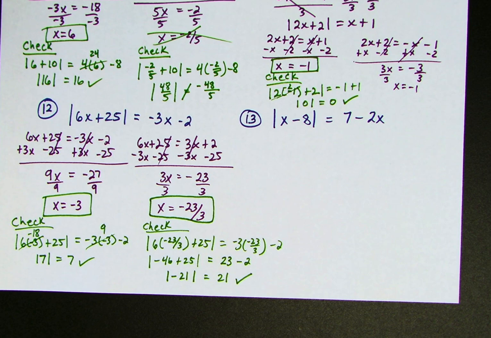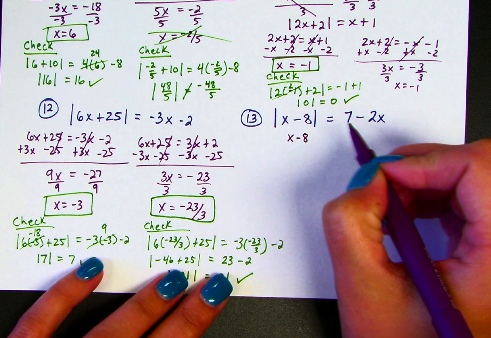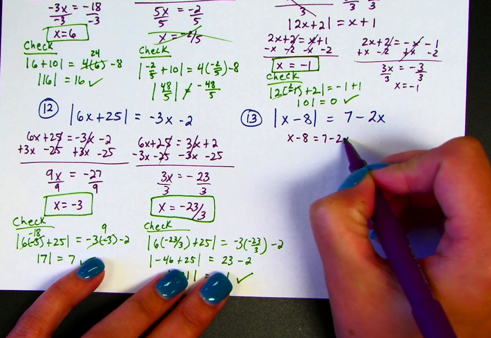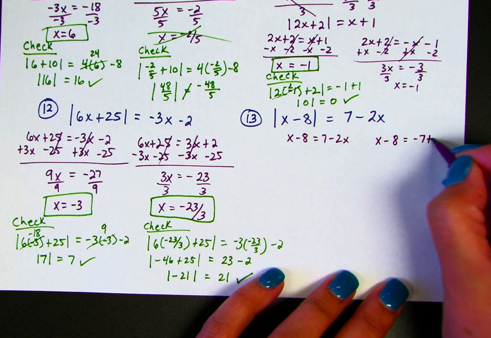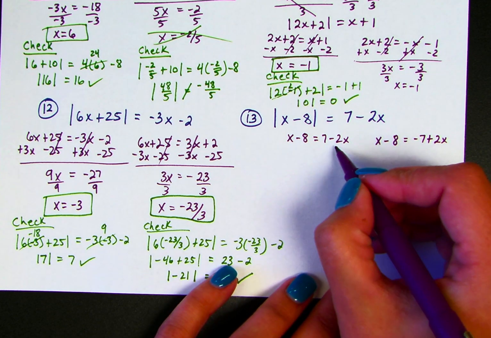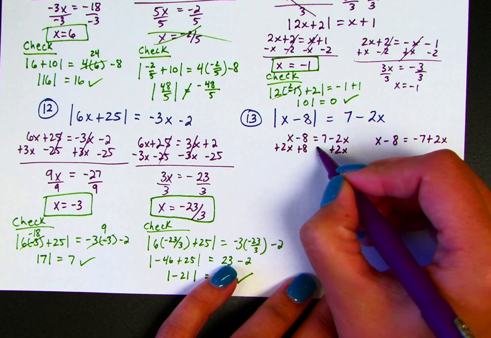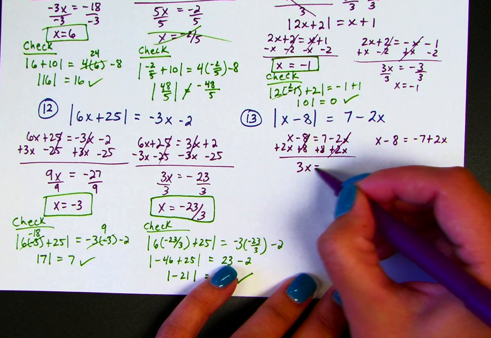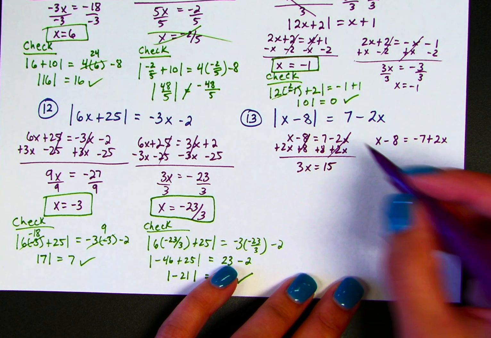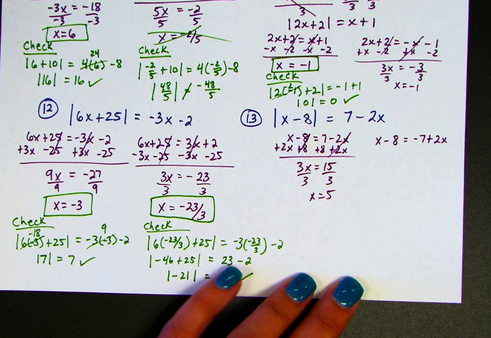All right, last example for this section. My absolute value is alone, so I don't need to worry about isolating it. So I can go right into setting up my two equations. So second one will be x minus 8 equals -7 plus 2x. All right, so here I'm going to add 2x to both sides, and at the same time I need to add the 8. So this will be 3x equals 15. So if we divide, that means x is 5 for one answer.